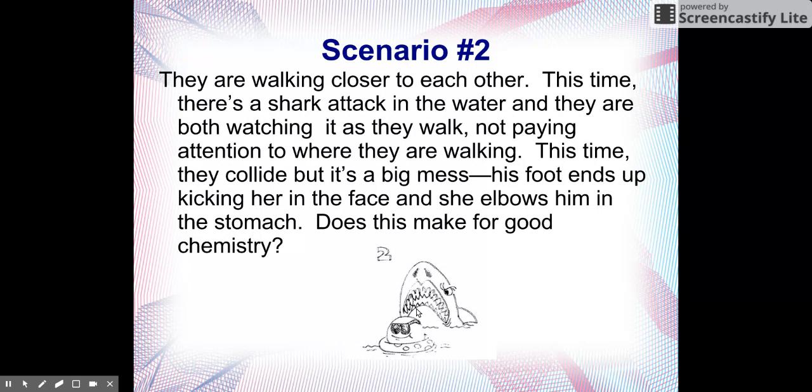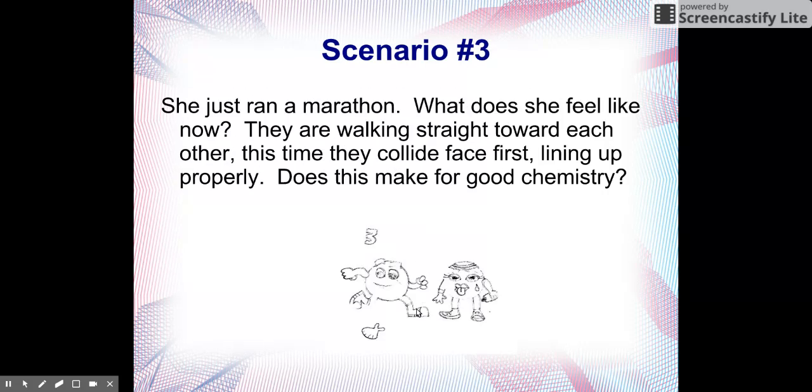In scenario number 2, we have these two students that are walking. This time there's a shark attack in the water, and they're both watching as they walk, not paying attention to where they are walking. This time they collide, but it's a big mess. His foot ends up kicking her in the face, and she elbows him in the stomach. Does this make for good chemistry? Well, hopefully you recognize that if they want to kiss, they need to be lip to lip. And with this craziness that they're falling on top of each other, they really can't make for an effective collision.